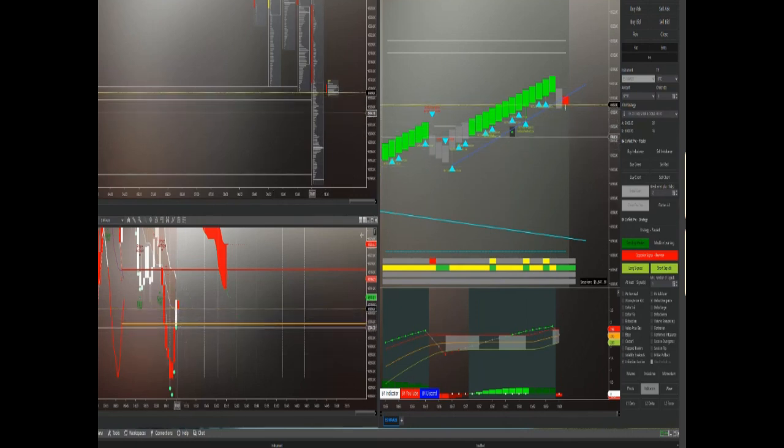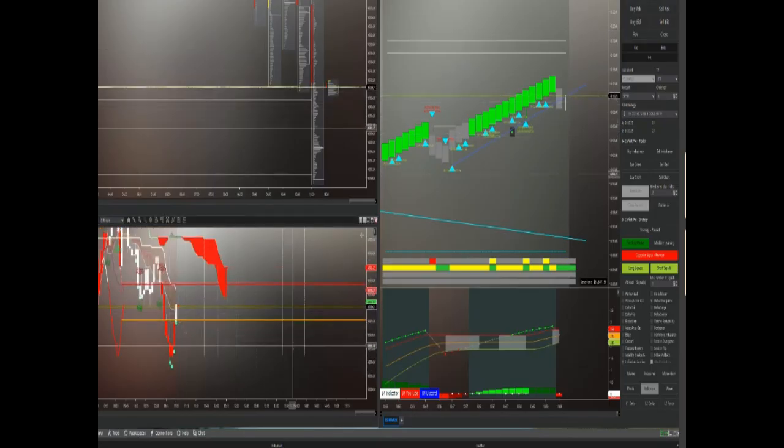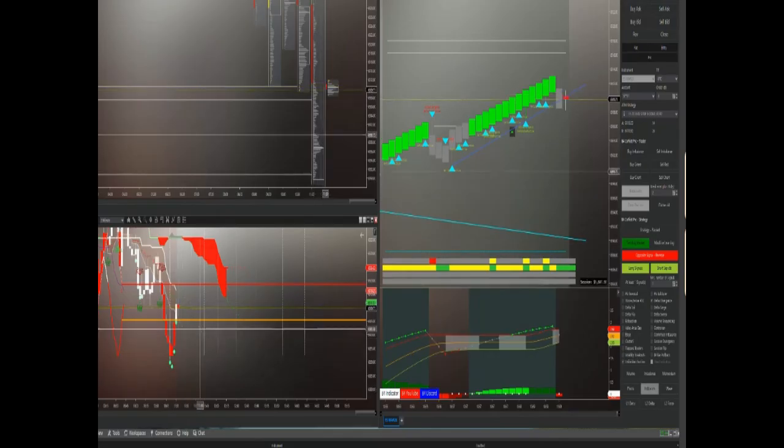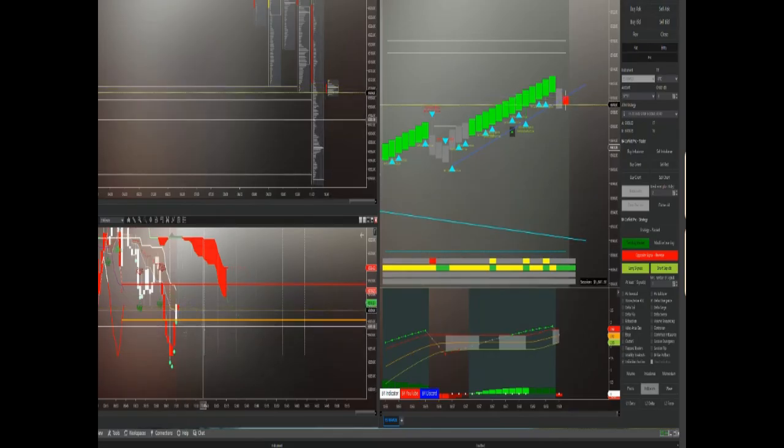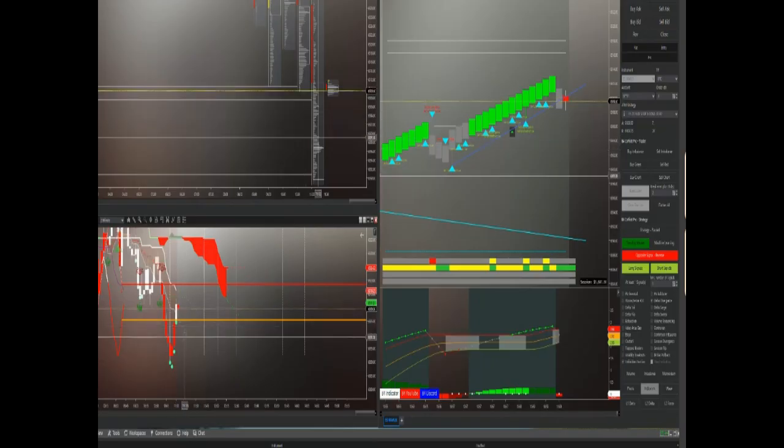If we get below the previous kiss dot, we can get back short. The safe re-entry short is below the last kiss dot, but I do sometimes phase into them if I have reason to believe that we're going to go bearish here.